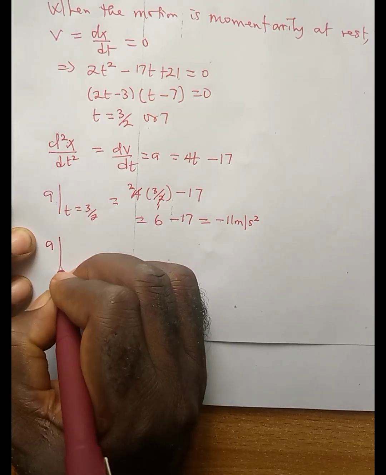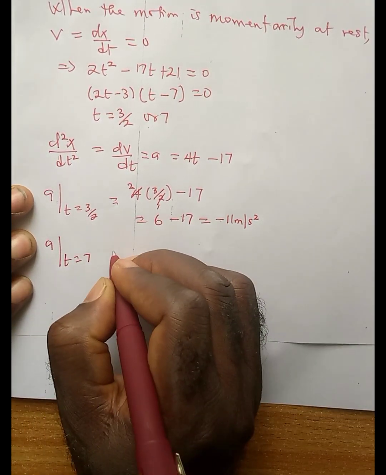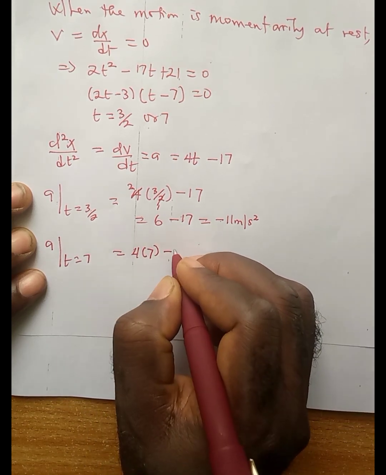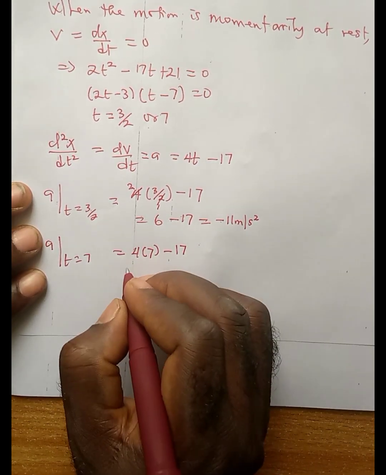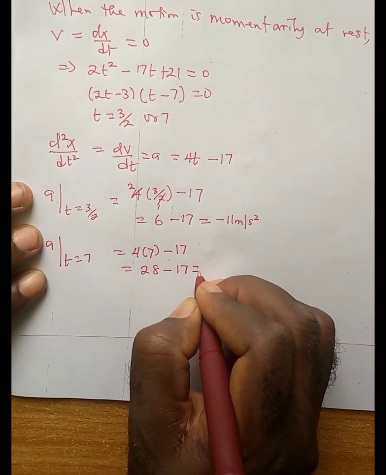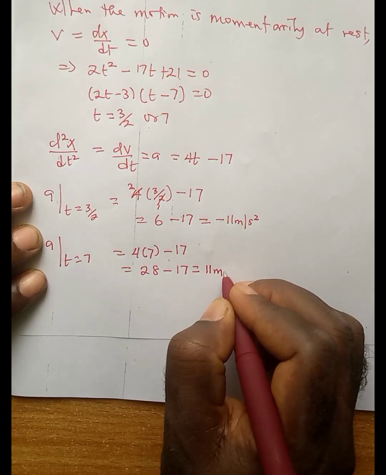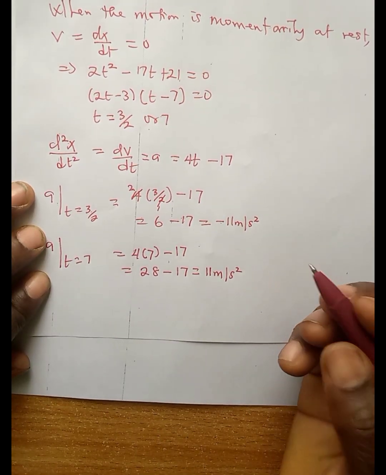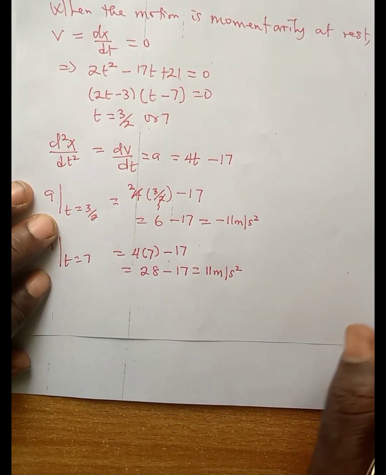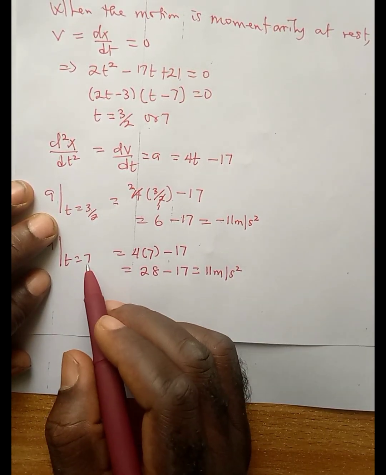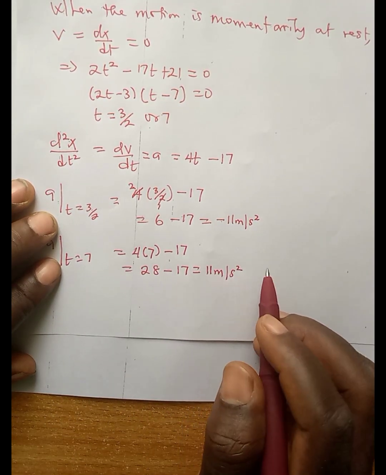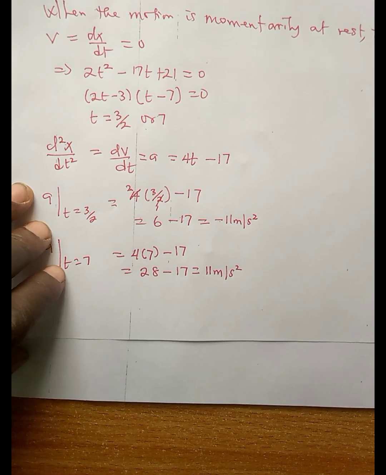So the acceleration when the time is 7 seconds is going to be equal to 4 into 7 minus 17. Here, 4 times 7, that is 28. 28 minus 17, this gives 11 meter per second squared. Now, what it means here is at the time 3 over 2, it decelerates at the rate of 11 meter per second squared. At the time 7 seconds, it accelerates at 11 meter per second squared.